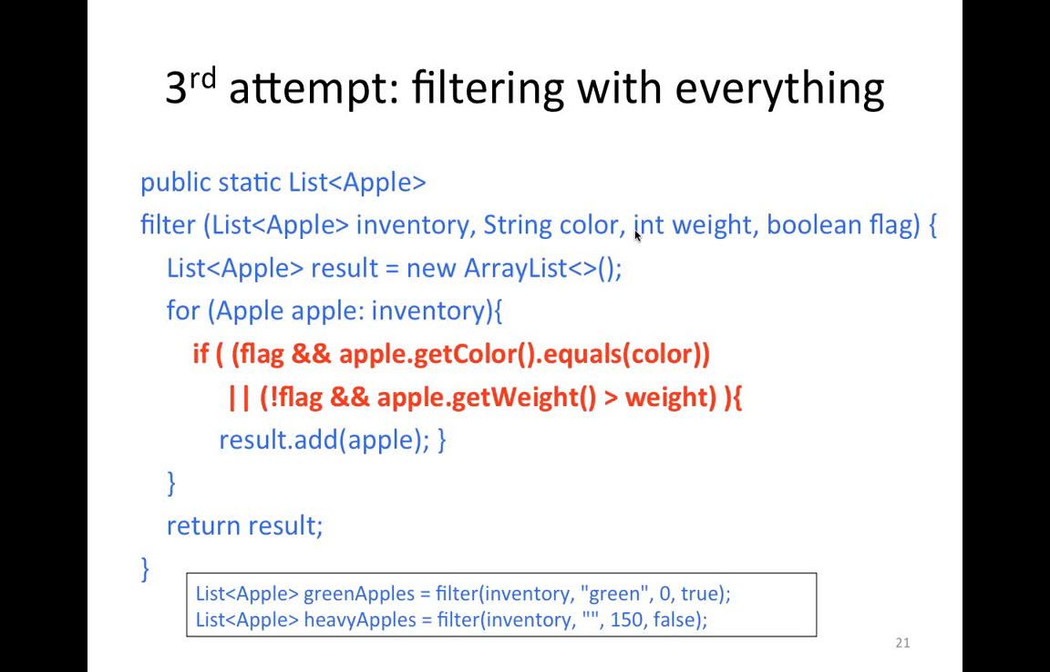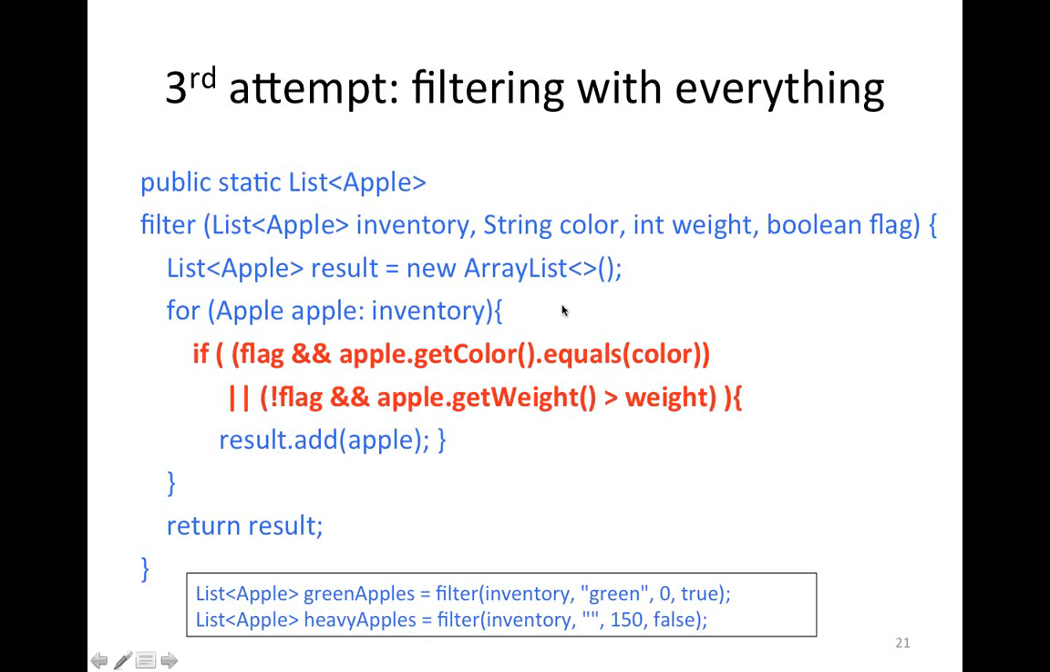So this is what this code does. And if you agree that it's ugly, then I completely agree with you. But bear with me. Here we're introducing a flag, a Boolean, that will decide whether we'd like to filter based on the color or based on the weight. And if you look at the box at the bottom of the slide, these are possible ways to call this method.